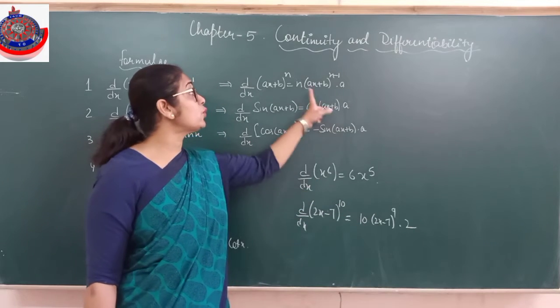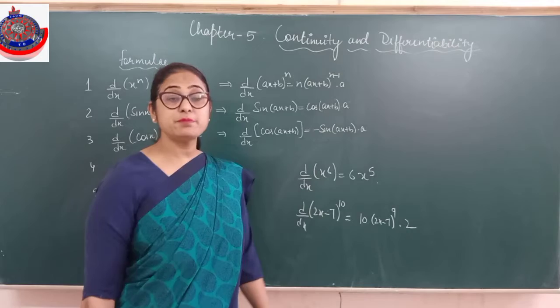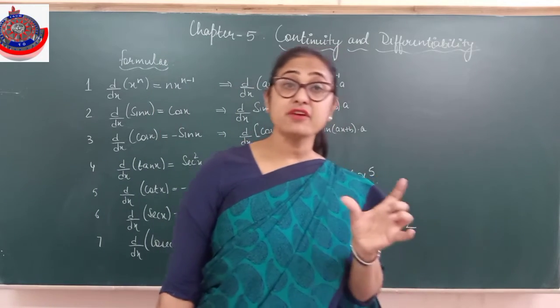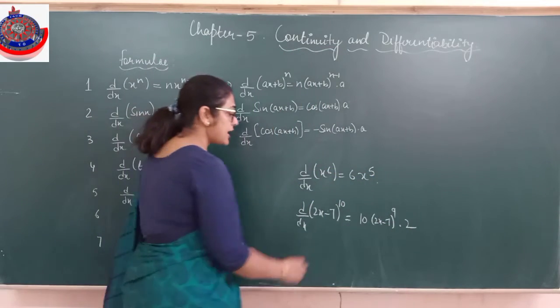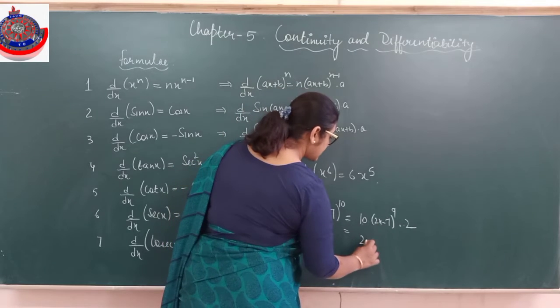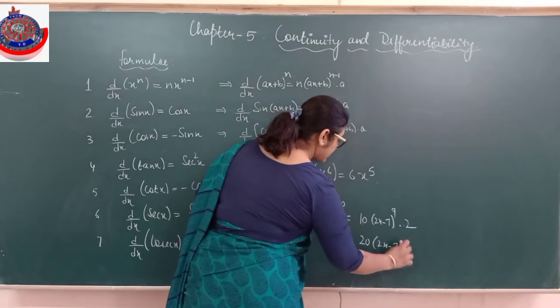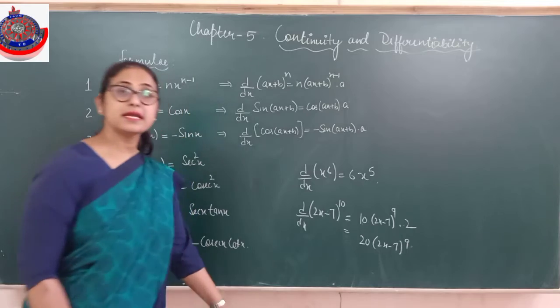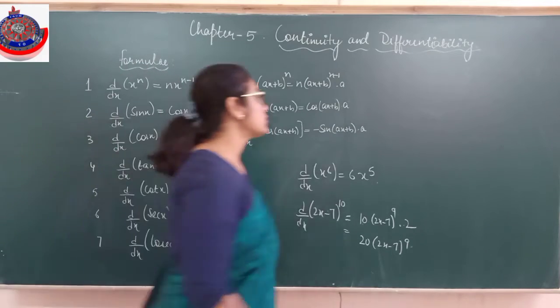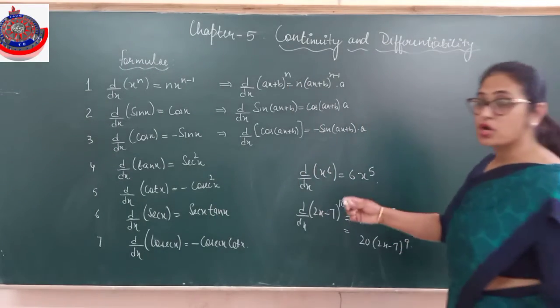This is applicable only on this form, (ax plus b) raised to power n. That means a linear function inside raised to power n. So this will become 10 into 2, 20, into (2x minus 7) raised to power 9. Clear? The same rule is applicable on sine, cos, tan, cot, everywhere.